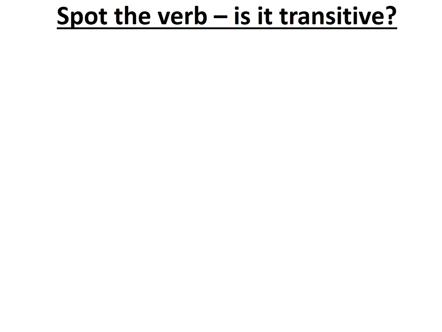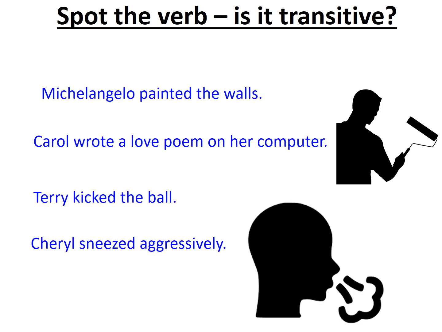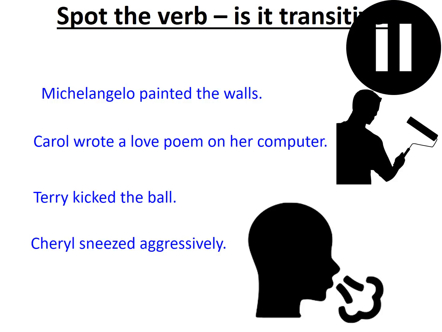Now it's your turn. Spot the verb in the sentences below and identify if it's transitive or not. Remember, if it's transitive, it's an action verb, so something is happening, but more specifically, there is a direct object, so someone or something receives the action of the sentence. Hit pause if you need thinking time.